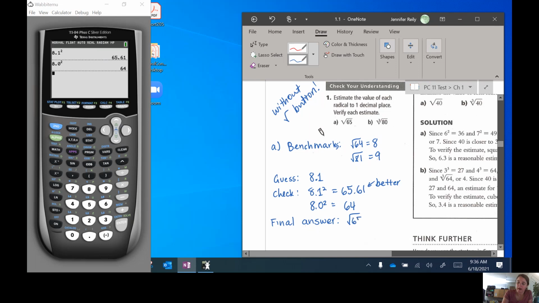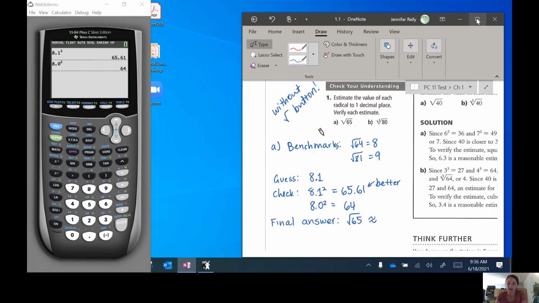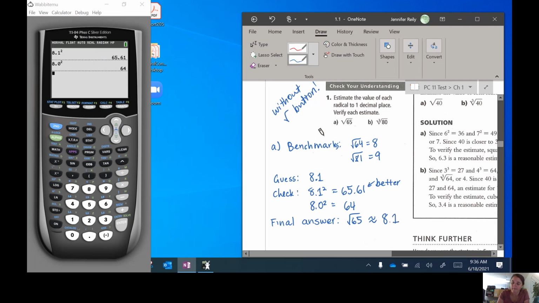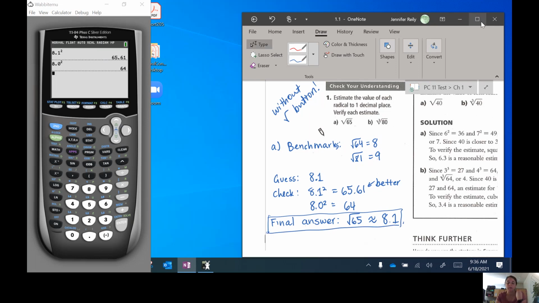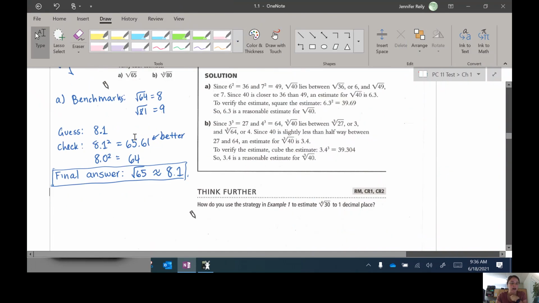Square root of 65 is approximately, we use a little squiggly equal sign to mean approximate or estimate, 8.1. So then I would highlight that and say that's my final answer, but everything above that is my work. So we think of our benchmarks, we make a guess, we check with our calculator, and then we come to our final estimate.